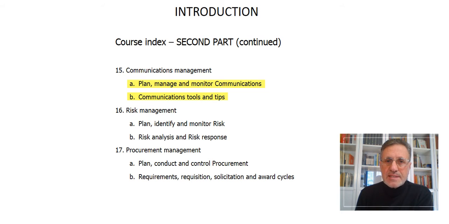Risk Management, Lesson 16, includes the processes for planning, identifying, analyzing, reacting to and controlling all the project risks. We will see how to plan, identify and monitor risks and how to conduct the risk analysis and risk response. Procurement Management, Lesson 17, identifies the processes necessary to acquire, from outside the project team, the products or services needed to complete the project scope. We will see how to plan, conduct and control procurement, and identify requirements, requisition, solicitation, and award cycles.